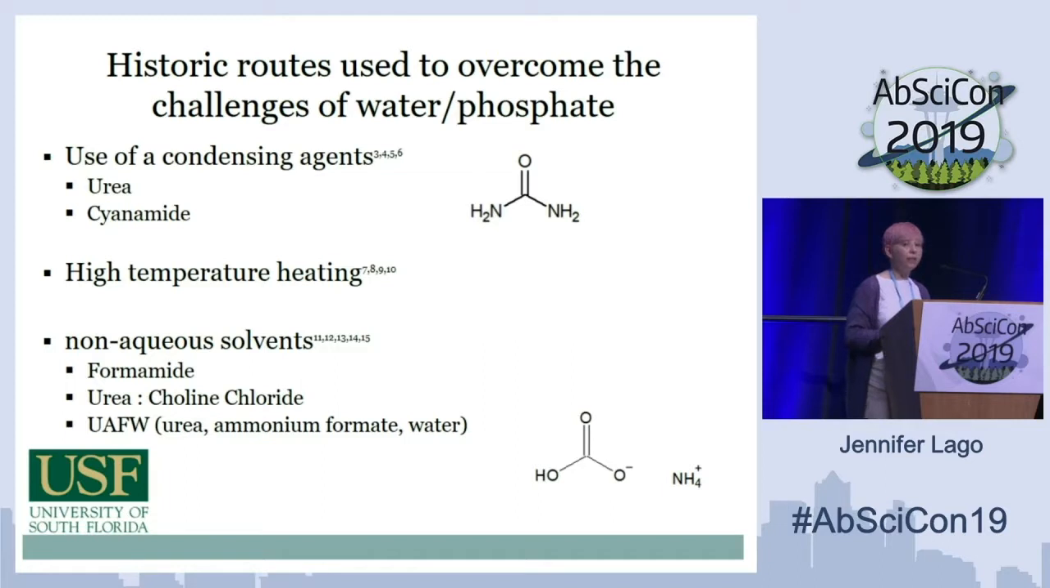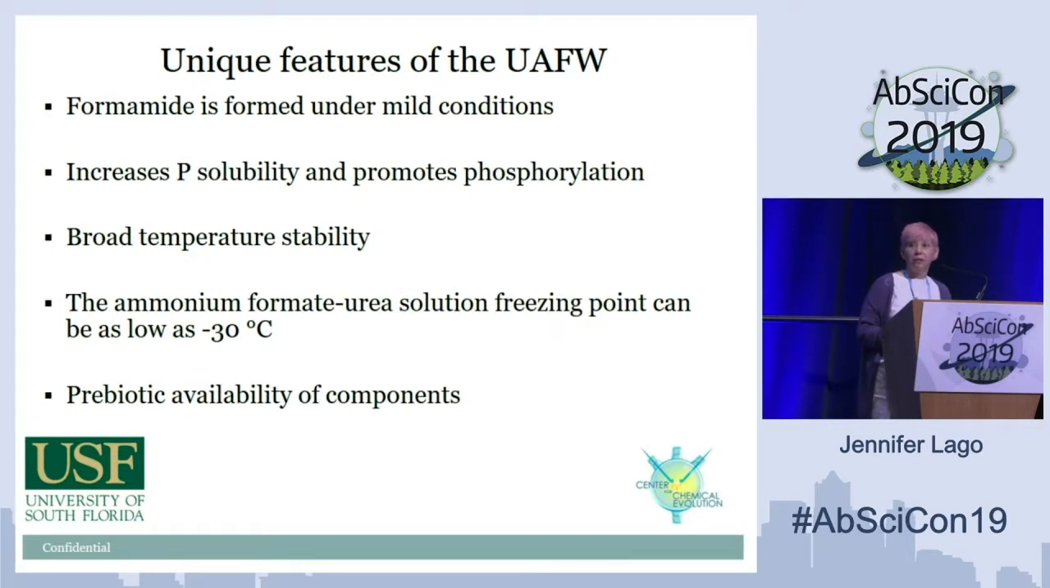And more recently, out of the Center for Chemical Evolution, Dr. Bakar had worked with an alternative solvent called UAFW, which is urea, ammonium formate, and water. There are a lot of unique features that we discovered with this UAFW. We found that just in this system alone, formamide is actually created under mild heating conditions. It increases the solubility of phosphate-containing minerals and promotes phosphorylation.